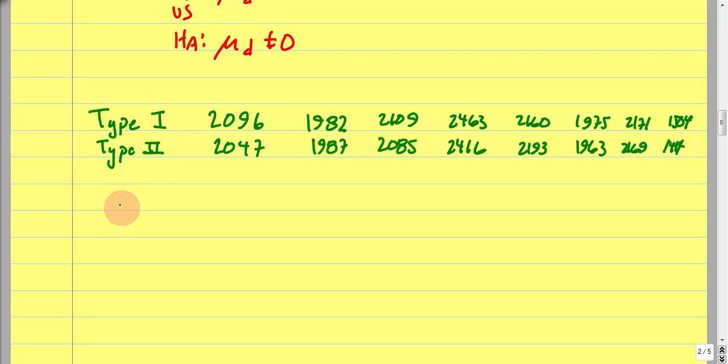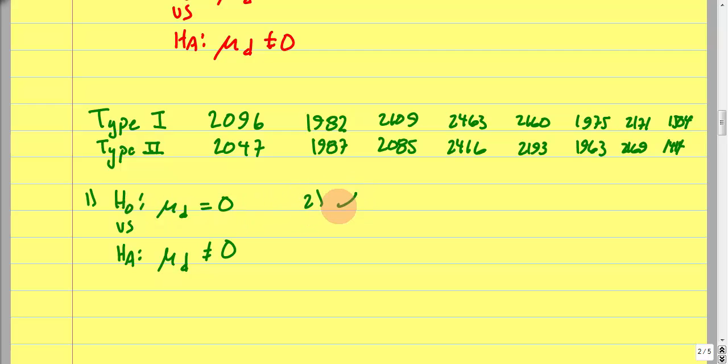Okay, so what I want to do is go ahead and test the hypothesis that the mean of the differences, and again we'll use our calculators to help us find that, equals 0. That means the seeds have the same yield on average, versus the average of the differences does not equal 0. That means one is better than the other. Okay, that's step 1. Step 2, let's do this at the 5% level of significance. Step 3, we're going to want to have our test statistic.